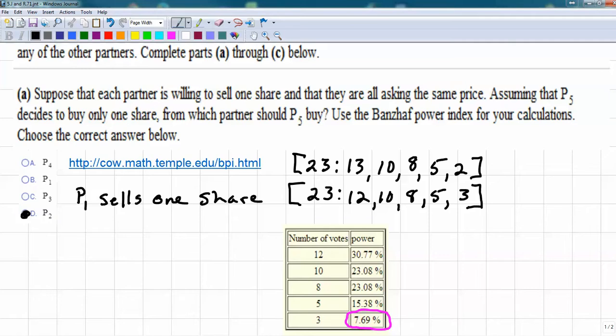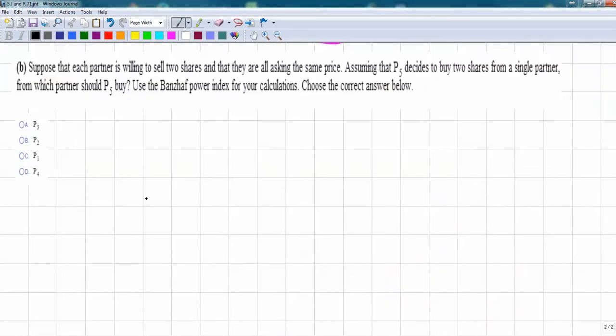Okay, now for part B, suppose that each partner is willing to sell 2 shares and that they are all asking the same price. Assuming that P sub 5 decides to buy 2 shares from a single partner, from which partner should P sub 5 buy from? And use the Banzhaf Power Index for your calculations. Choose the correct answer below.